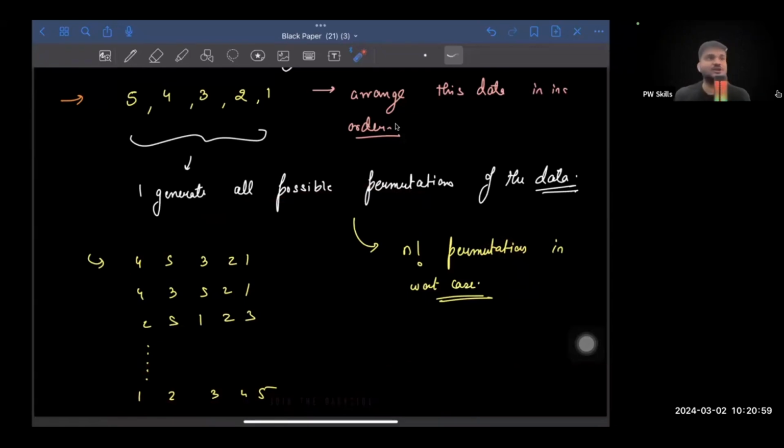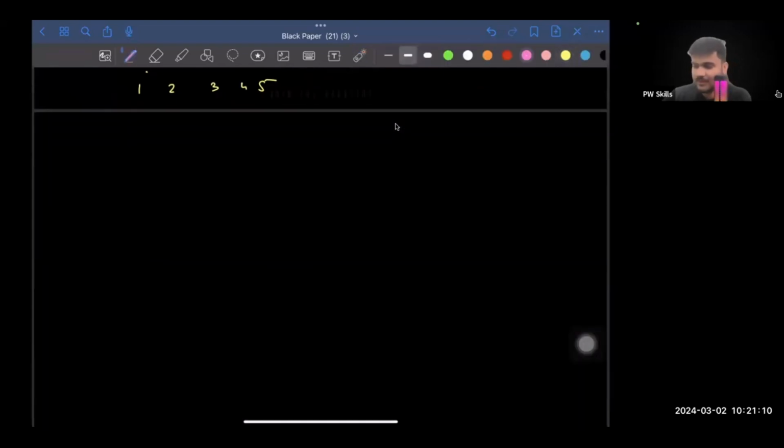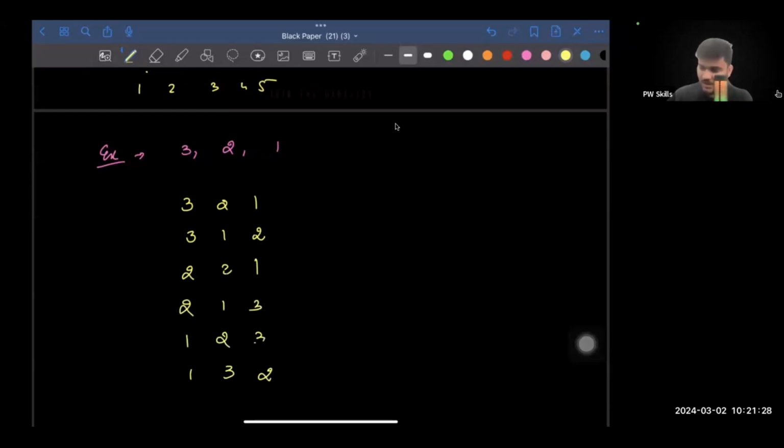So how about we generate all possible permutations of the data, and among all of the possible permutations, we check which one is the desired one. For example, let's say the data is 3, 2, 1. So I'll generate all possible permutations: 3, 2, 1; 3, 1, 2; 2, 3, 1; 2, 1, 3; 1, 2, 3; 1, 3, 2. And among all these possible permutations, this is the only one which is in increasing order.